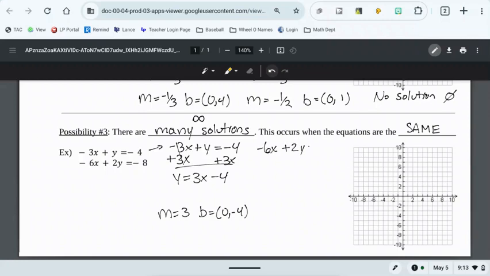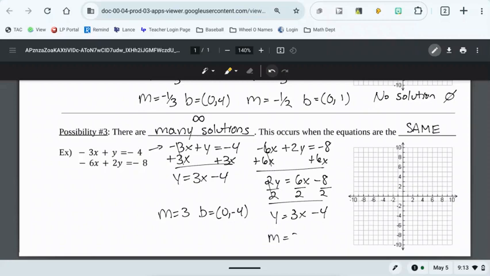-6x plus 2y equals -8. Add 6x to both sides. We get 6x minus 8, and then we divide everything by 2. And after solving this, we see that we have the exact same line or equation for both. Y equals 3x minus 4 and y equals 3x minus 4. Therefore, the slopes are the same and the y-intercepts are the same.